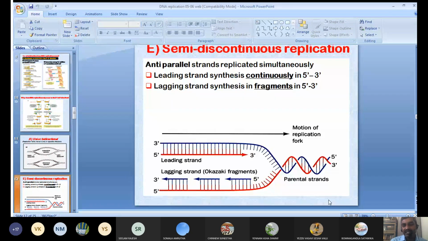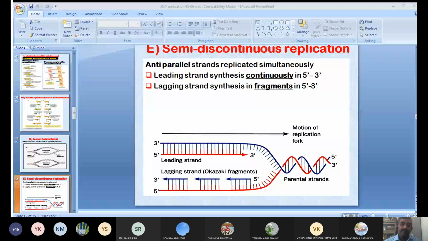Okay. So the next one is semi-discontinuous replication, because we have two kinds of replication. One is continuous replication and the other one is semi-discontinuous replication, right? Let's see what will happen here. There are two anti-parallel strands which replicate simultaneously, leading to leading strand synthesis. The leading strand synthesis always takes place in a continuous manner, whereas the lagging strand synthesis takes place in a fragmented manner, where the replication happens in the 5 prime to 3 prime direction and the fragments will be joined later.